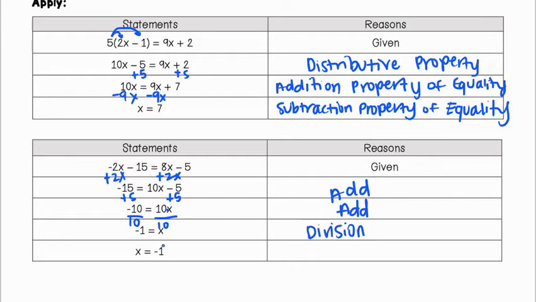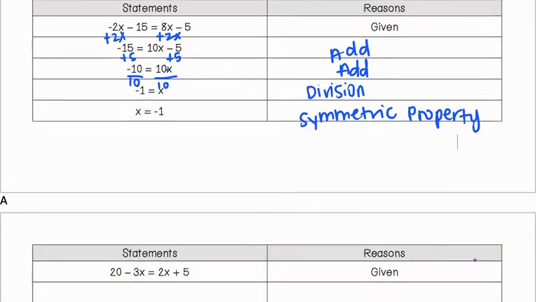And then our last step just took negative 1 equals x and changed it around to x equals negative 1. And that is just going to be our symmetric property. That tells us that we can rewrite any equation in the opposite direction and change the order of the equation there. All right, so next up, we have 2 more equation proofs.